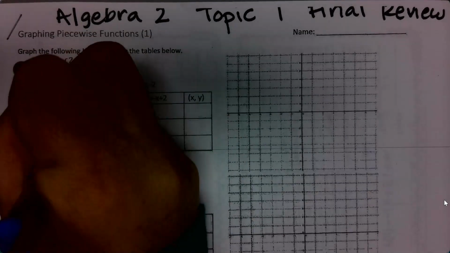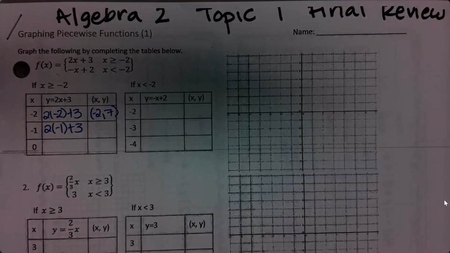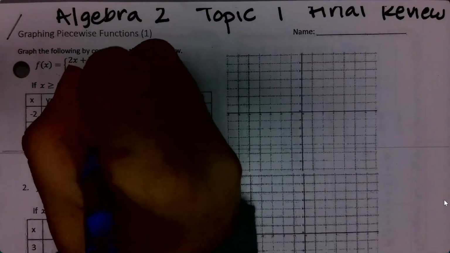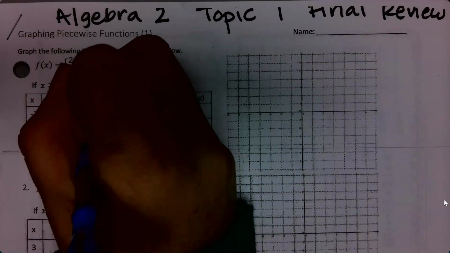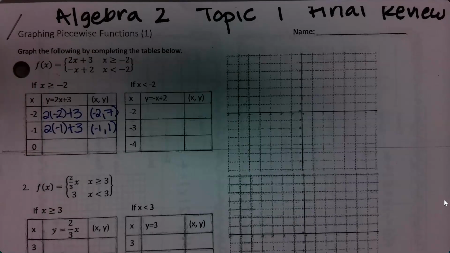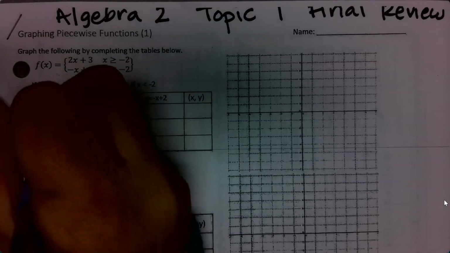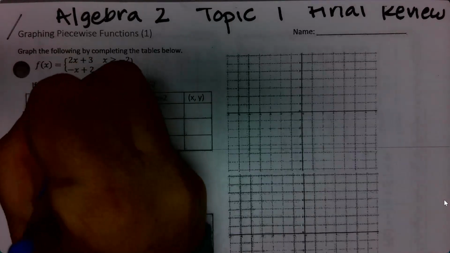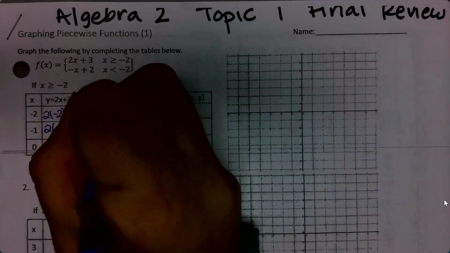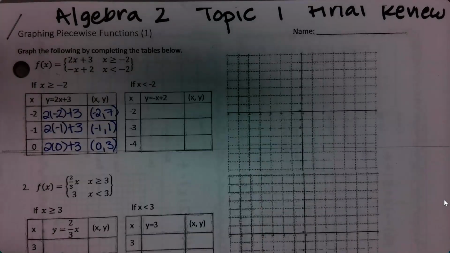I have 2 times negative 1 plus 3. 2 times negative 1 is negative 2, plus 3 is 1. So I plugged in negative 1, I got out positive 1. Then for 0, I am going to plug that in. 2 times 0 is 0, plus 3 is 3. So 0 gives me 3.